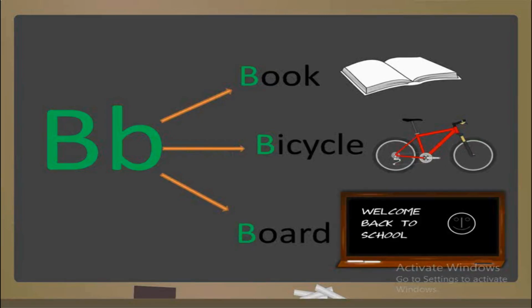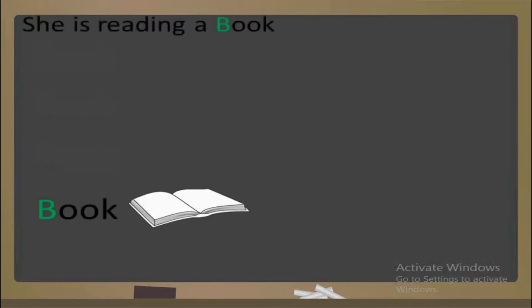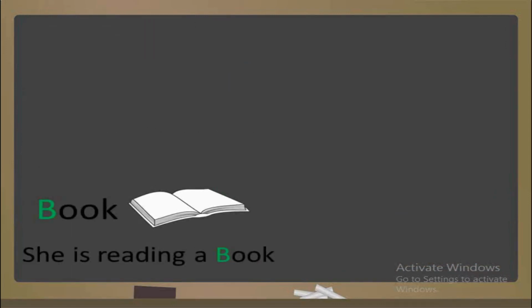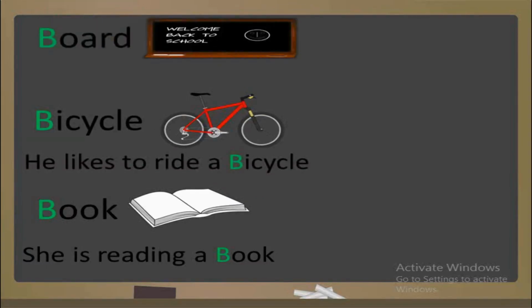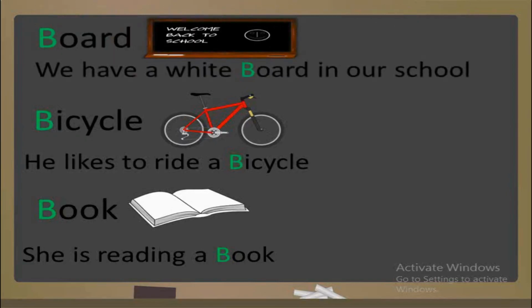I will say it once again. B for book, B-O-O-K, B for bicycle, B-I-C-Y-C-L-E, and B for board, we write it as B-O-A-R-D. Now let's make them a sentence. Book, she is reading a book. And bicycle, he likes to ride a bicycle. For board, we have a whiteboard in our school.